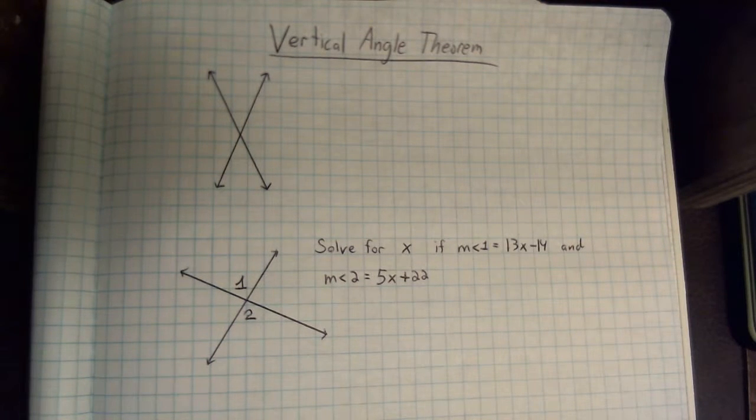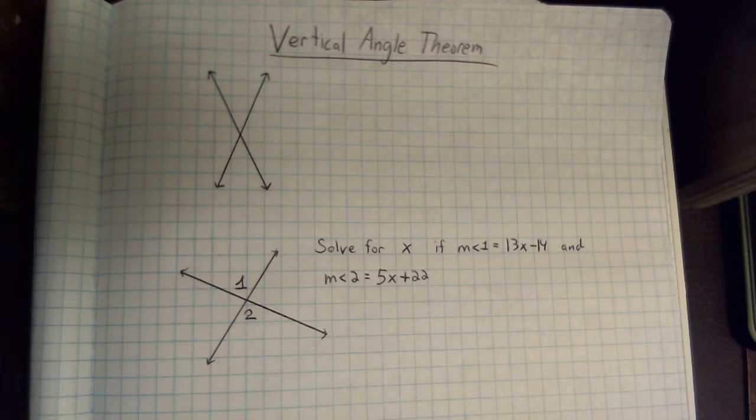The vertical angle theorem. The reason why I have this as its own video is because this is one of the most important theorems that we're going to work with this year. It is very commonly found throughout most of geometry. It's going to show up in triangles, it's going to show up in quadrilaterals, it'll show up in circles sometimes. It's everywhere, and it's a super easy theorem to use.